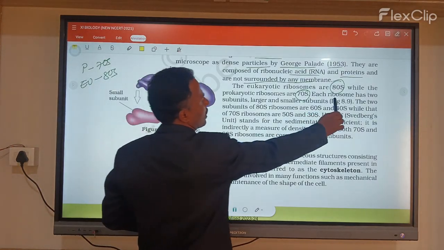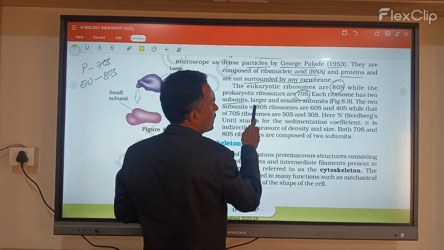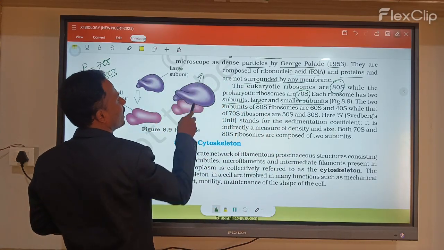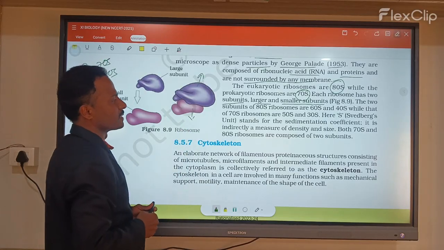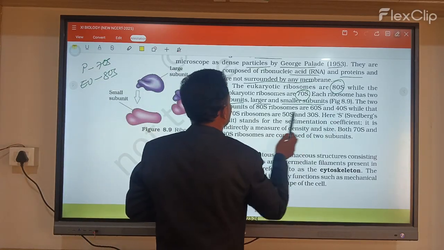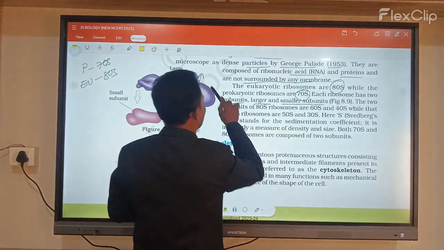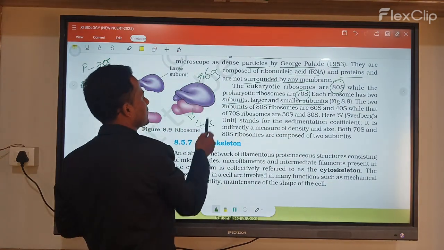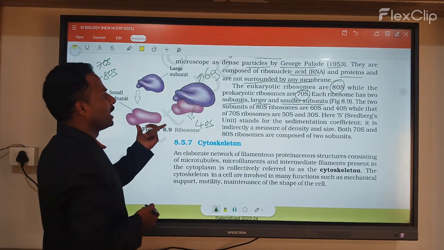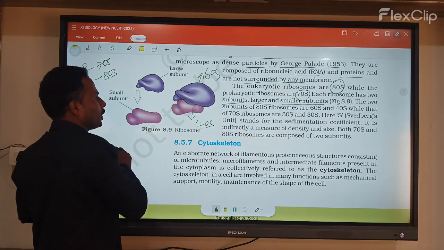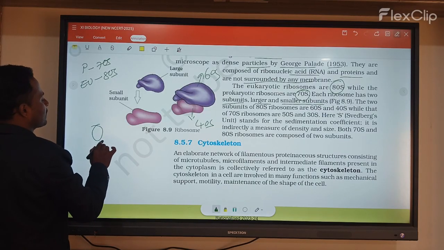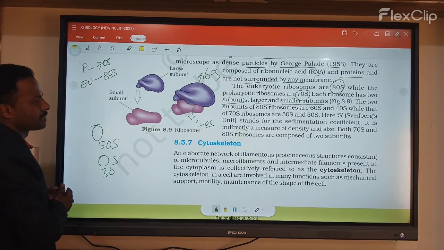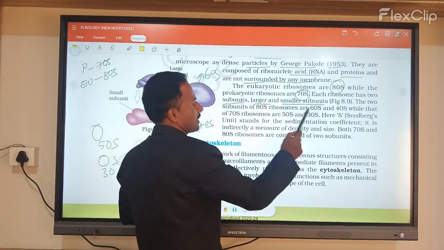Now, each ribosome has two subunits, one large and one small. The two subunits of the 80S ribosome are the 60S and the 40S subunits, in eukaryotes. In prokaryotes, one is 50S and the other is 30S. Now, what does S stand for?